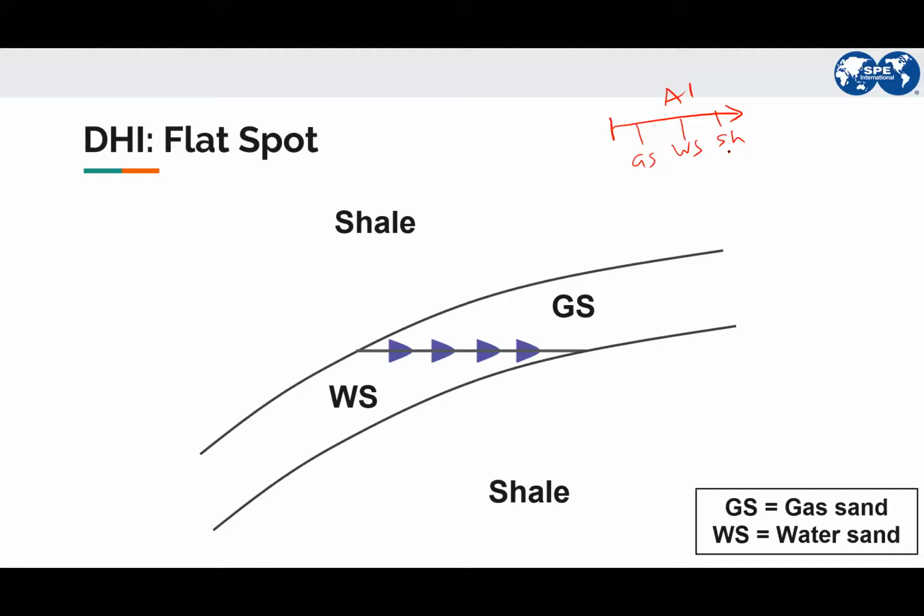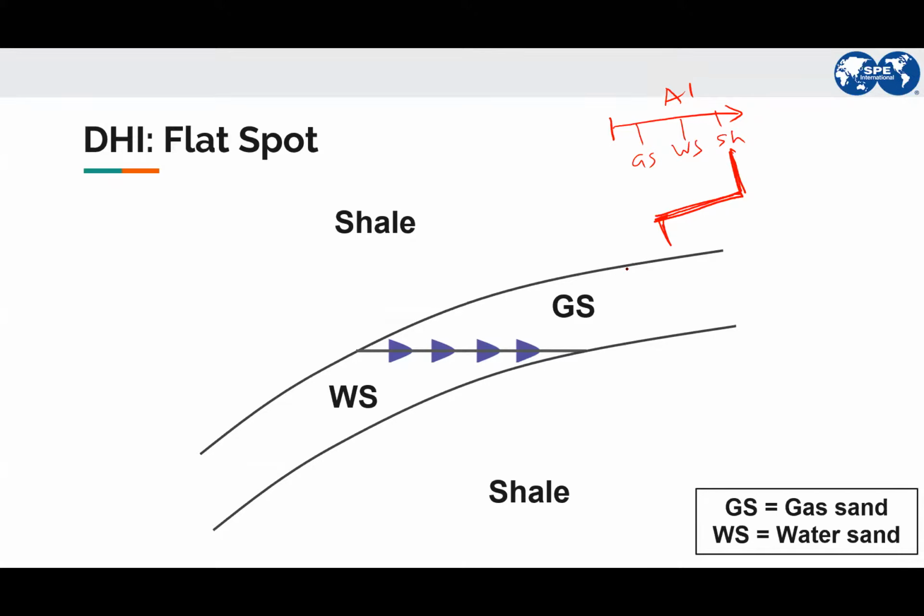Then we go from shale to gas sand. So we're having a drop that is this much, right? So the size of the drop will determine the size of the amplitude anomaly, the bright spot.